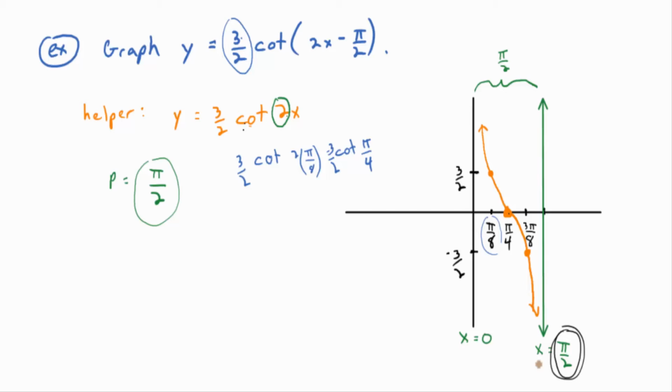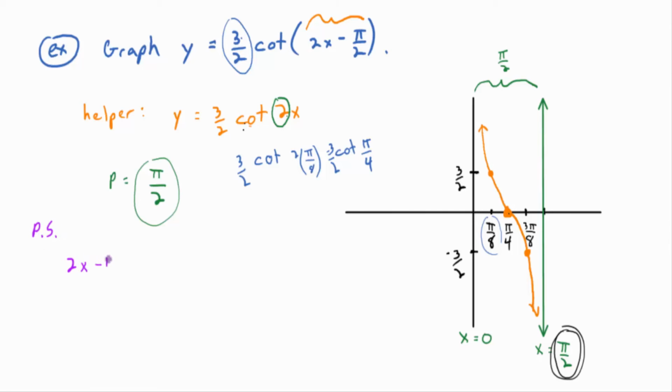So then what do we have to do? We have to figure out the shift. What kind of shift will it be? Since we're subtracting something from the 2x value, it's going to be a horizontal or phase shift, right? And how do we find that phase shift? We're going to set this guy equal to 0. So this is for the phase shift, PS.